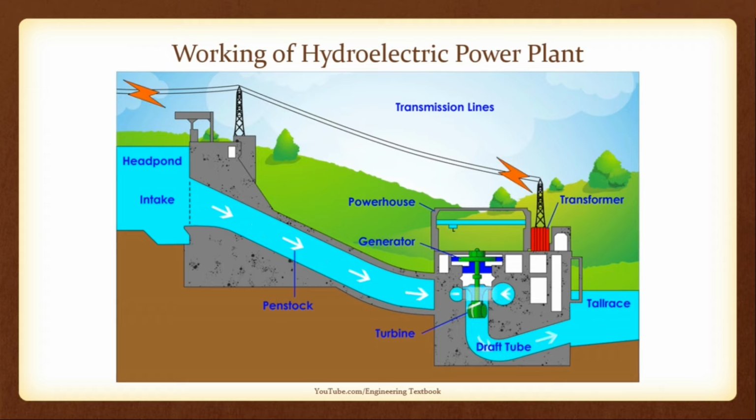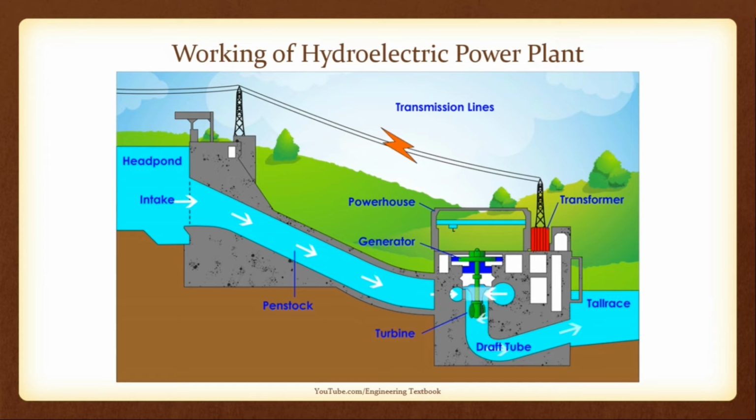Working of hydroelectric power plant. Water from the reservoir flows through the penstock to the hydraulic turbine, and during the passage, its potential energy is converted into kinetic energy. This high velocity jet of water strikes the hydraulic turbine vanes, where its kinetic energy is converted into mechanical energy. An electric motor is attached to the turbine shaft, so rotation of the turbine blades also rotates the turbine shaft, which also rotates the electric motor.